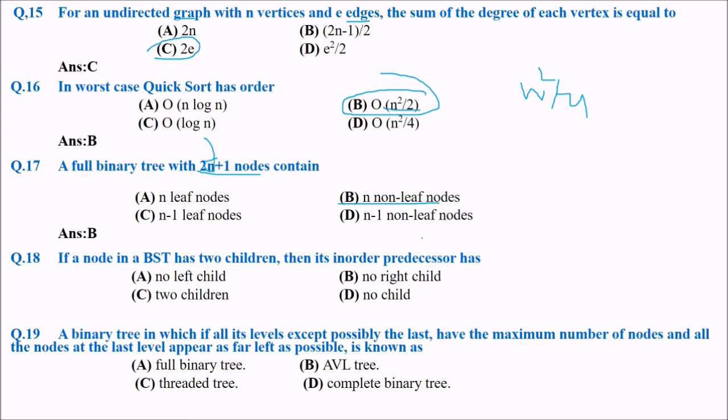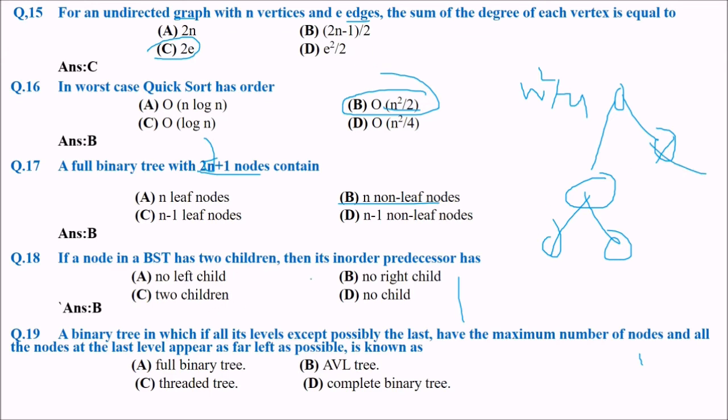If a node in a BST, binary search tree, has 2 children, then its in-order predecessor has... See, any node in a BST has 2 children. So its in-order predecessor will have how many... no left children, means you have to answer this. So the answer is no right child. It will not have any right child.